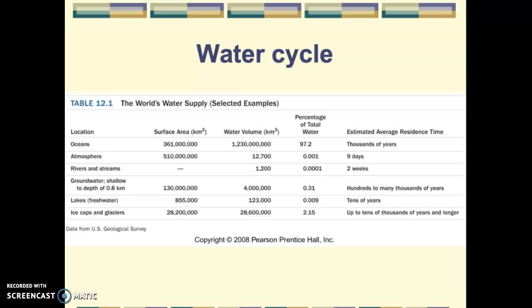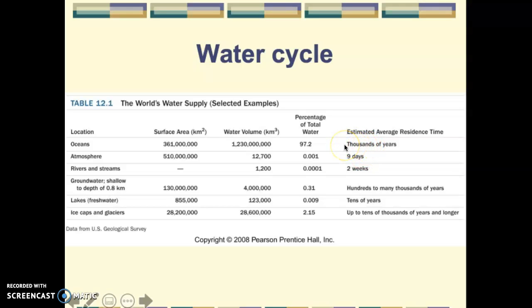And this is a useful chart. It's in your textbook. But a key thing that a lot of people miss is the right-hand column and the importance of the right-hand column, because the right-hand column tells you something about how the water is moving through the system. So, for example, there's a lot of water in the oceans. It tends to stay there for quite a while.